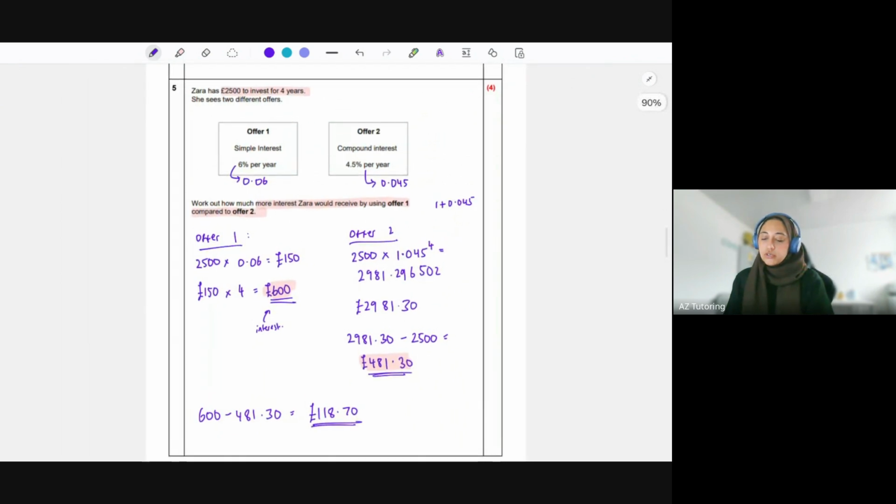So just make sure you're careful on what the question's actually asking. In this case, it was talking about the interest, so the money made from putting it in, not the actual end balance. The end balance would include the £2,500. So that was a good question comparing both of them. Okay, let's move on.